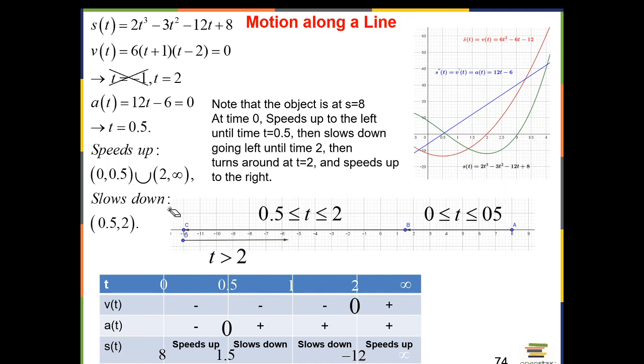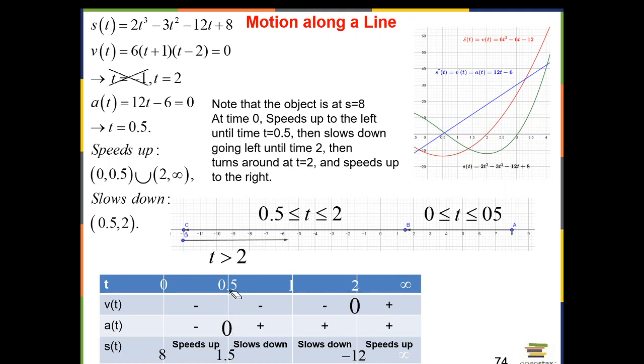And acceleration is 0 at 0.5, right? If we pick a number below 0.5, let's say 0.3, and substitute it in here. If I put a 0.3 here, 12 times 0.3 minus 6. 0.3 times 12 is smaller than 6, so that would be a negative value. And if I put anything after 0.5, let's say 1, then the acceleration will be positive.